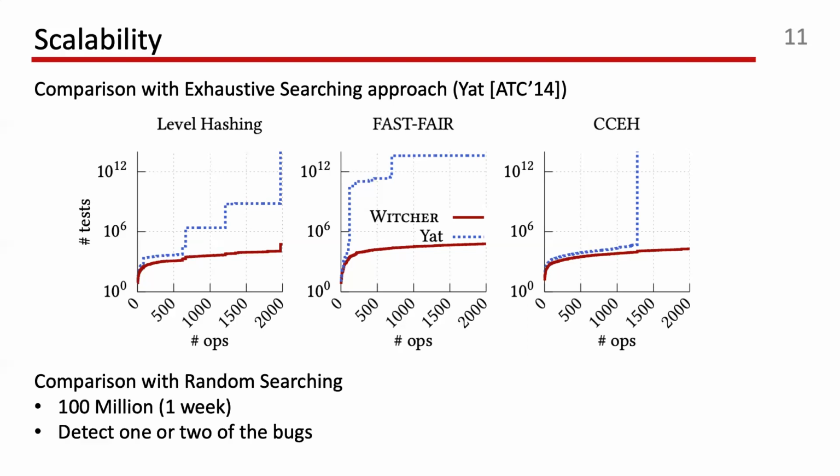Second, we compare our tool against a random search with 100 million possible crash states. Testing 100 million crash states costs around 1 week. The result shows that random testing of 100 million cases can only detect 1 or 2 of the bugs that Witcher detected, which shows that random searching doesn't work and that our tool effectively detects many bugs.